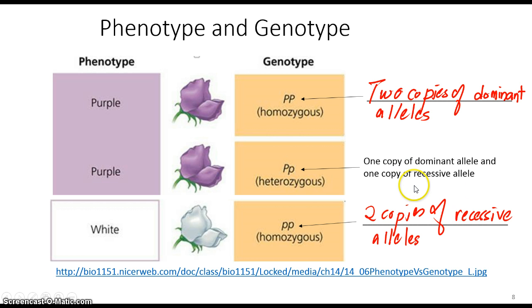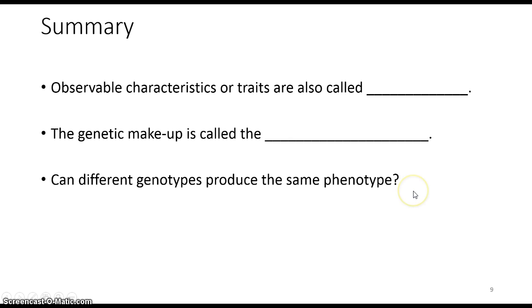Let's go to a summary page and hope that you can answer three questions. Observable characteristics or traits are also called phenotypes. Genetic makeup is called the genotype.